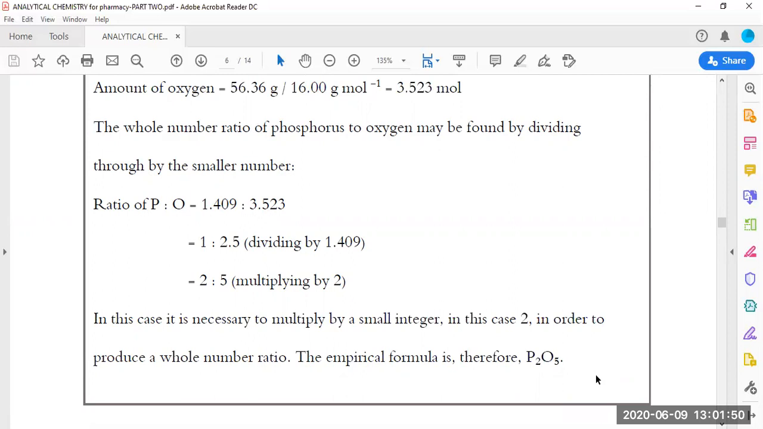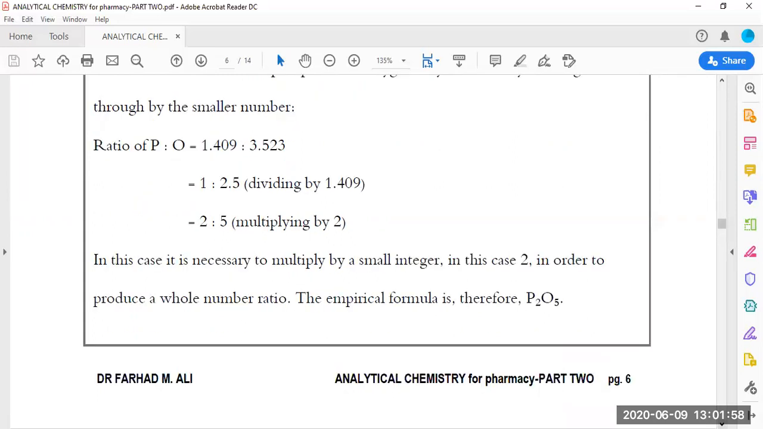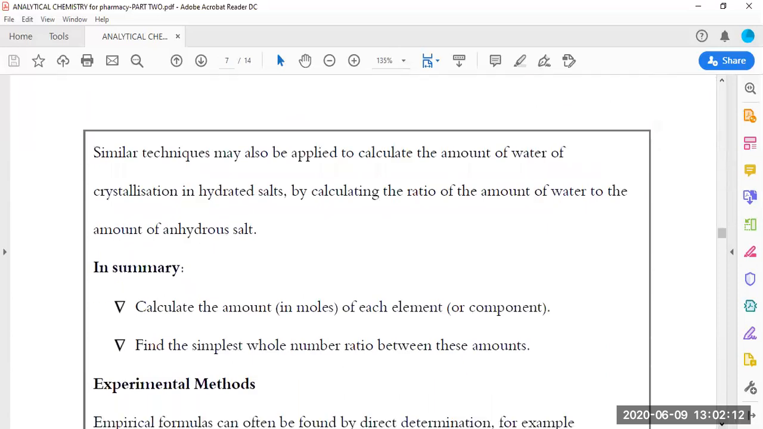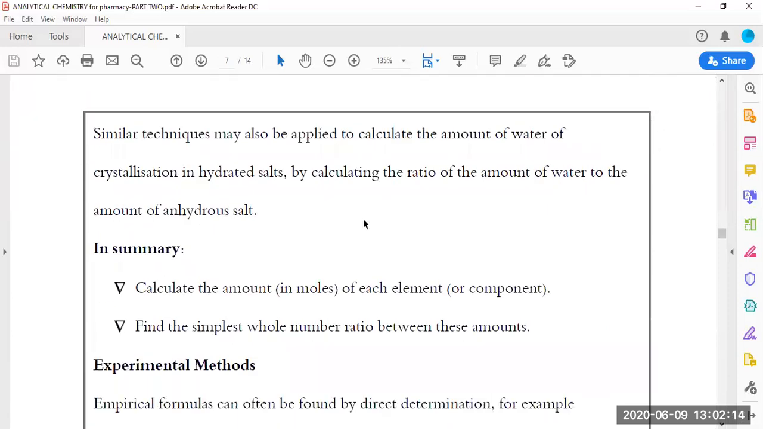In this case, it is necessary to multiply by a small integer, in this case 2, in order to produce a whole number ratio. The empirical formula then is P2O5, because P is 2, O is 5. Of course, a similar technique may also be applied to calculate the amount of water of crystallization in hydrated salts by calculating the ratio of the amount of water to the amount of anhydrous salt.